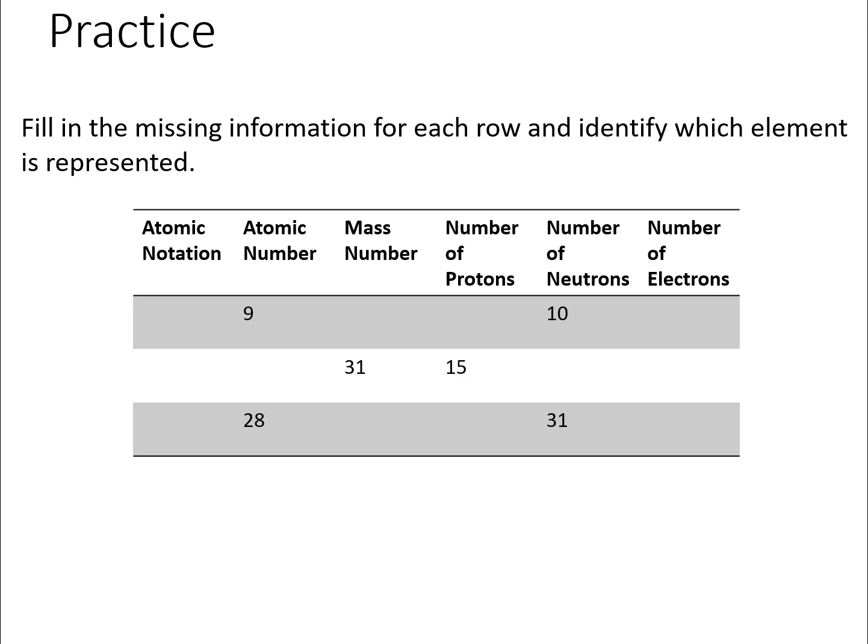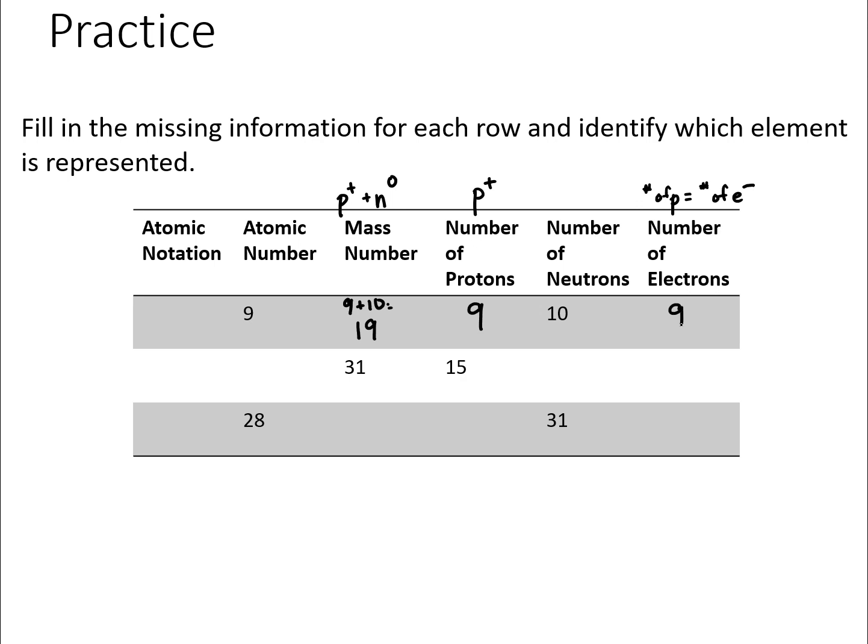First row, we know the atomic number and the number of neutrons. Since we know the atomic number, that means we know the number of protons, and we can fill that in. The mass number is protons plus neutrons. 9 plus 10 gives us 19. The number of electrons is the same as the number of protons. That will be 9.